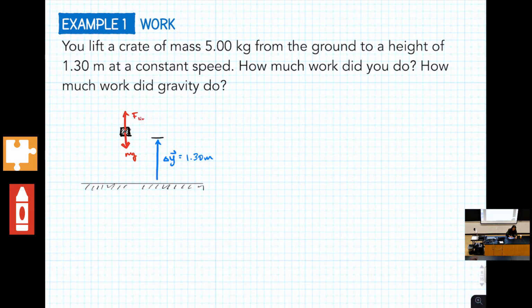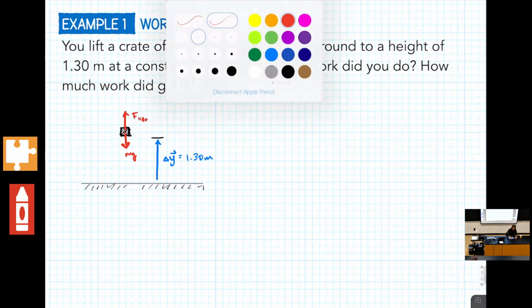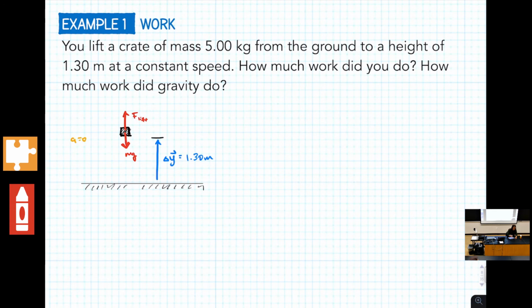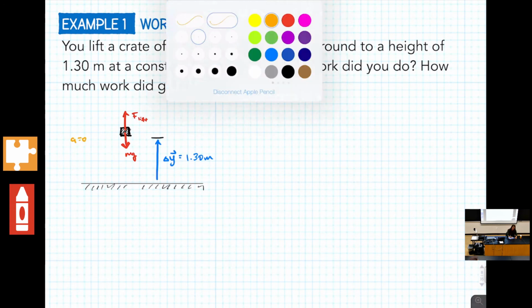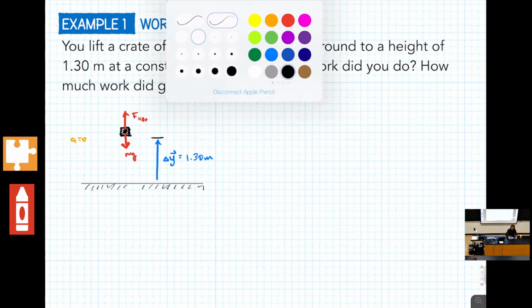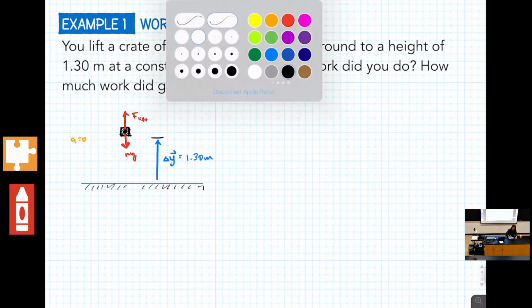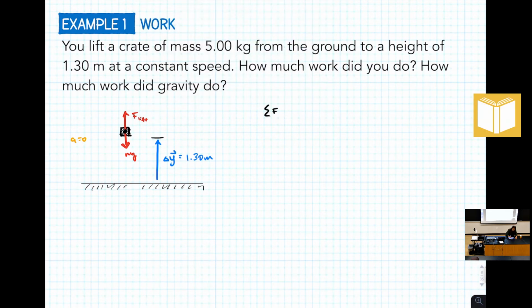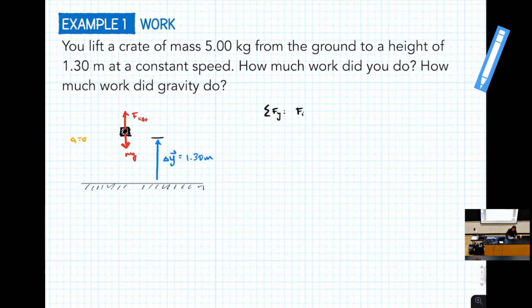Let's call that F lift. And because we don't have acceleration, right, we explicitly said acceleration is 0, what do we know about these forces? They equal each other. Yeah, they should be equal and opposite, right? So they should be the same. So that means we know that if we sum up our forces in the y direction, F lift minus mg equals 0 because acceleration is 0. So that means F lift is equal to mg, okay?